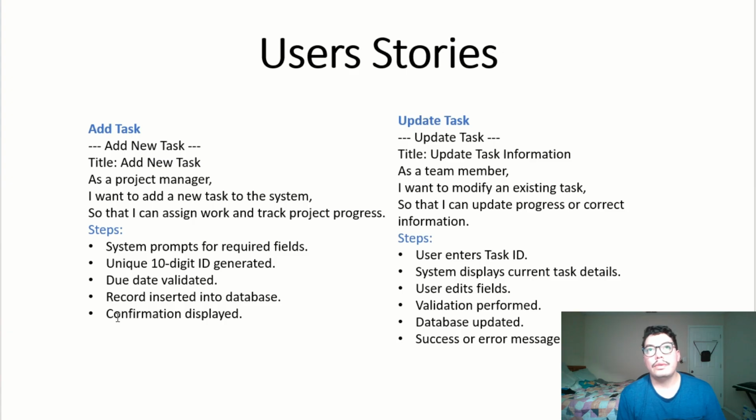For example, here a user wants to add a task. In this case, he has to follow these steps. The system should prompt which fields are required. Also, the system should have a 10-digit ID generated automatically, and the record should be inserted in the database, and a confirmation should be displayed after we create a new register. And when we start to update a task, we have to select by ID.